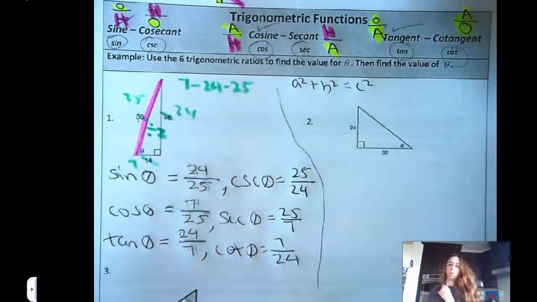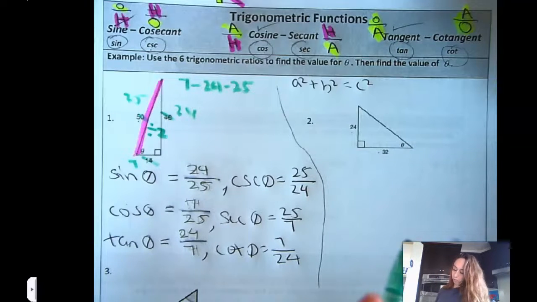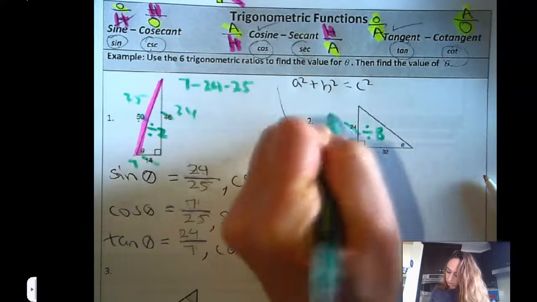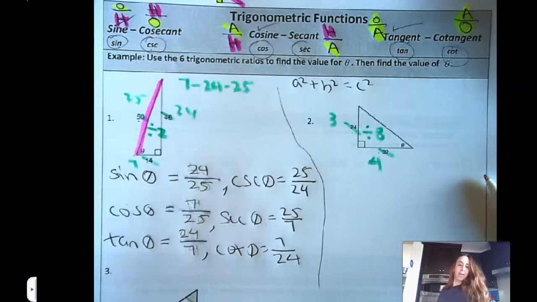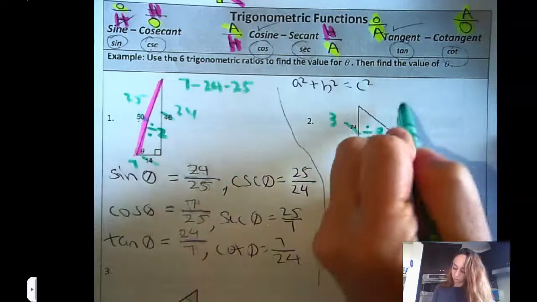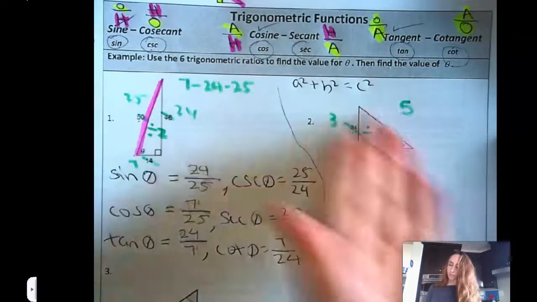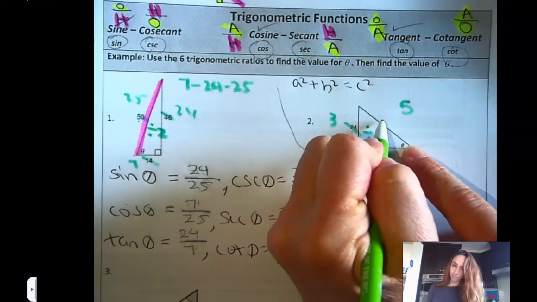But I don't know about you, the 24 and the 32 seem kind of big to me. I don't want to do 24 squared. I think of a number that can divide into 24 and 32. The biggest number, and that's 8. So that's really 3, and that's really 4. Okay. That means it's a 3, 4, 5. Does that mean that the length of this is 5? No. It means the length of this is what?